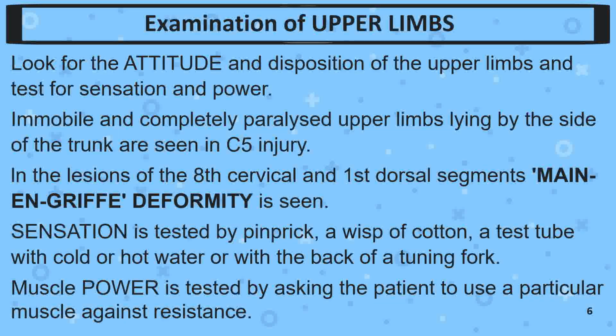Now test for the sensation and power. The sensation is tested by pinprick, a wisp of cotton, a test tube with cold or hot water, or with the back of a tuning fork. Areas of loss of sensation will be according to the level of the cord lesion. A zone of hyperesthesia lies between the normal and anesthetic skin. The muscle power is tested by asking the patient to use a particular muscle against resistance. Loss of power will also vary according to the level of the cord lesion.